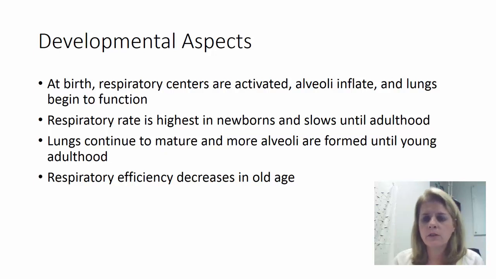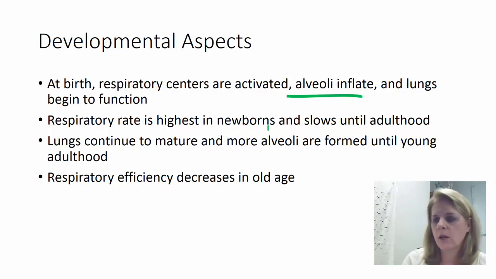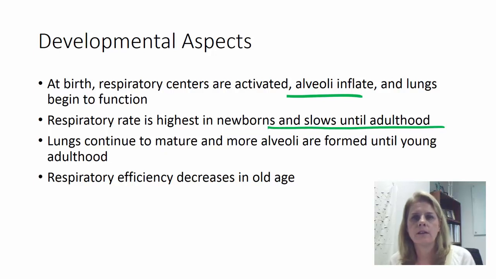All right, and just a couple more things. When the child is born, that's when the respiratory centers are activated. They don't really breathe inside the uterus. You don't see their chests inhale and exhale. They don't have to breathe because the placenta is doing it for them. So at birth, they take that first breath, the alveoli inflate, and the lungs begin to function, because the respiratory centers are starting to activate. CO2 levels are building up because the placenta is not taking the CO2 away anymore. So that drive to breathe is going to happen. They're going to breathe faster as newborns, and then it slows down through adulthood. Newborns breathe really fast, but they start to slow down as they mature and get older.